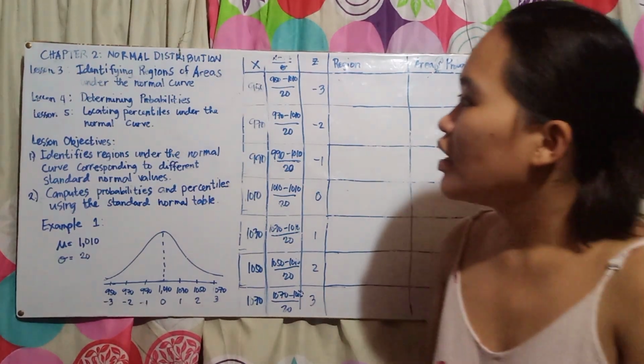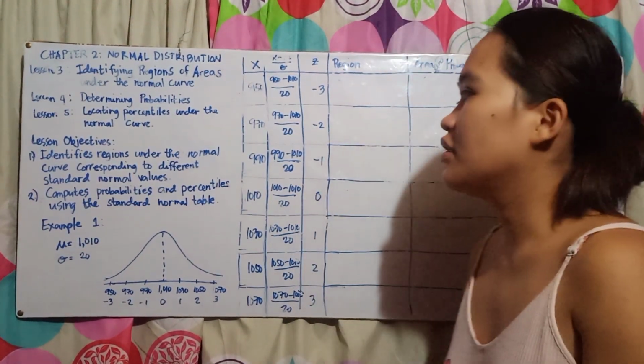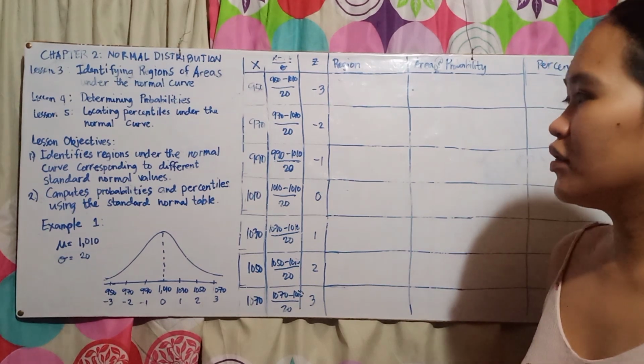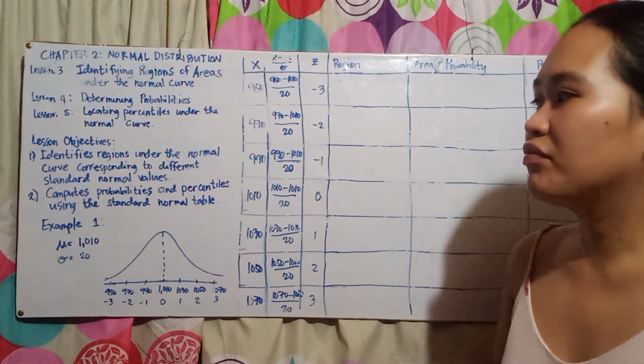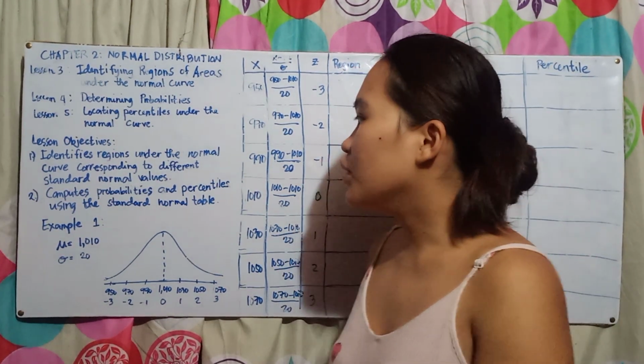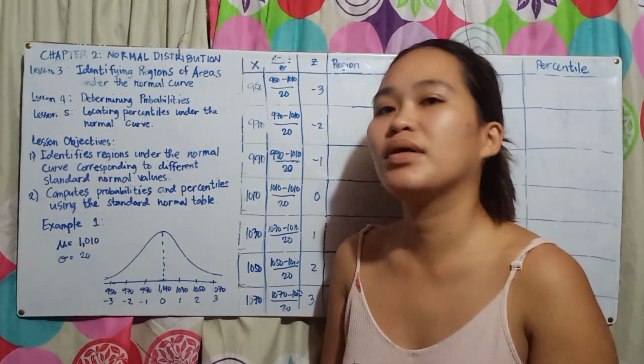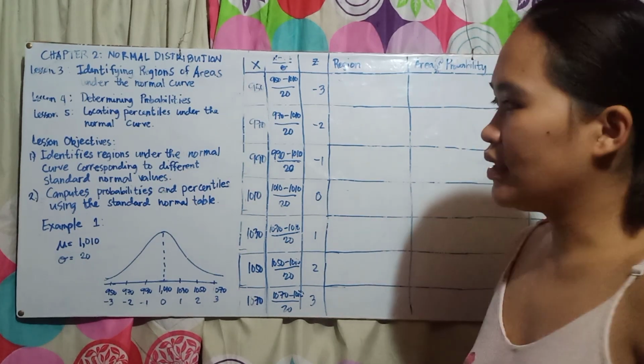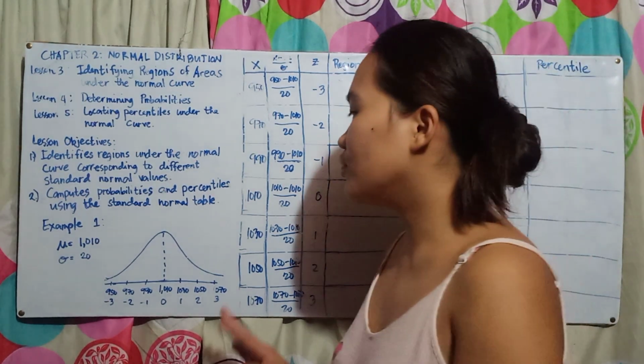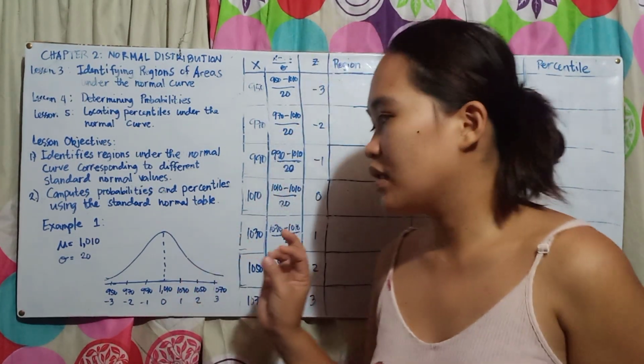So, we have lesson objectives. First, identifies regions under the normal curve corresponding to different standard normal values. Number 2, computes the probabilities and percentiles using the standard normal table. So, last lesson, lesson 1 and lesson 2, so dito nag-stop yung discussion natin.